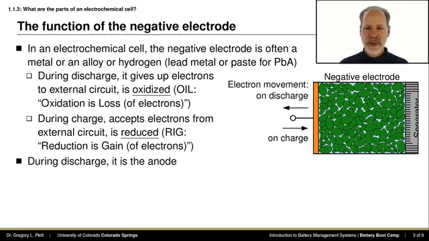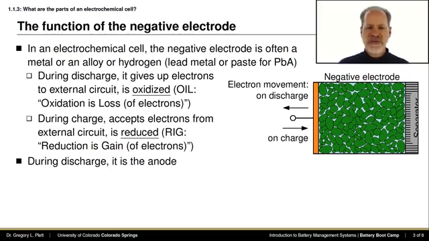During discharge of the battery cell, when the negative electrode is giving up electrons, the negative electrode is also technically known as the anode of the battery. The anode is the electrode where chemical reaction produces extra electrons. However, during charge, the negative electrode consumes electrons, so during charge, the negative electrode is technically the cathode.